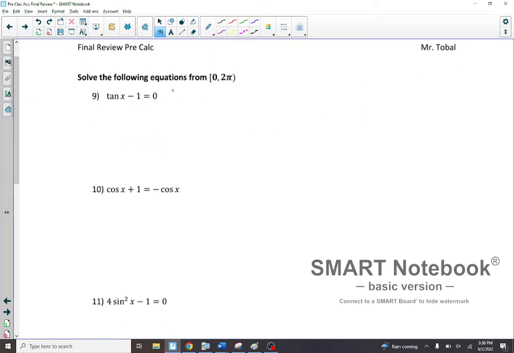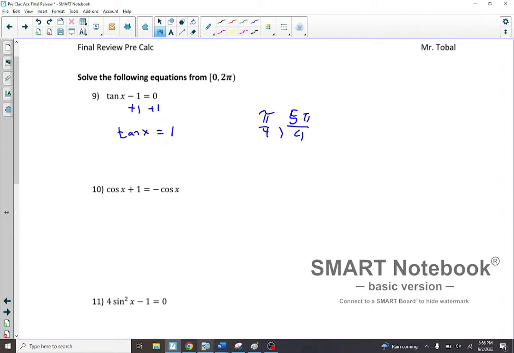For this one, solve the following equations from 0 to 2 pi. Plus 1 on both sides: tan x equals 1. So then, from here, you have to do inverse tan. So x equals tan negative 1 of 1. So you need to figure out where, or actually that's not true, let me rephrase that. You ask yourself what tan values cause this to be 1. If you know your unit circle, pi over 4 and 5 pi over 4.